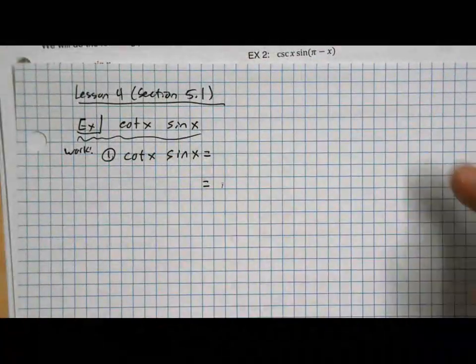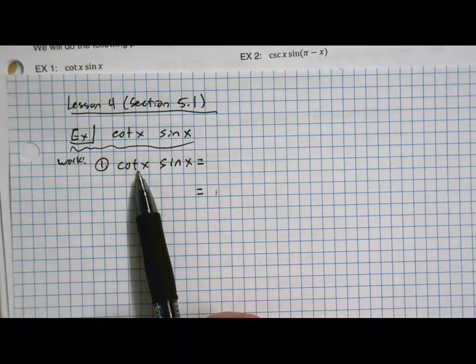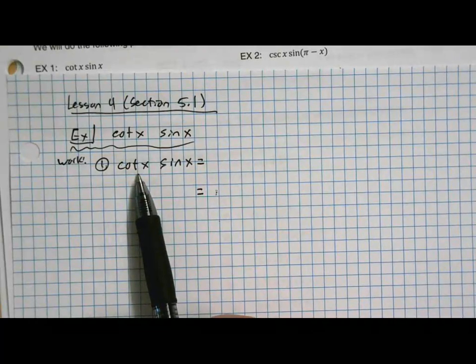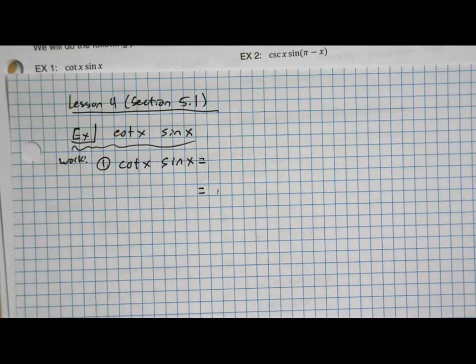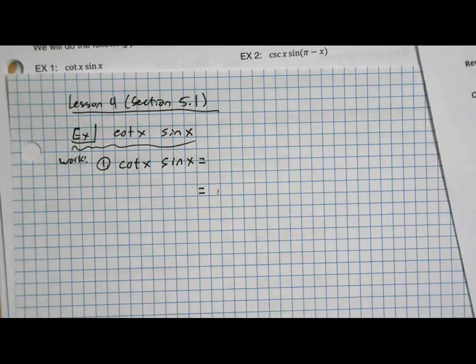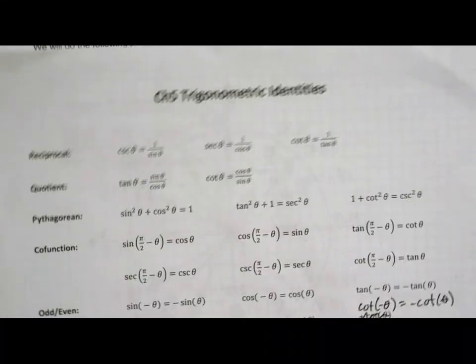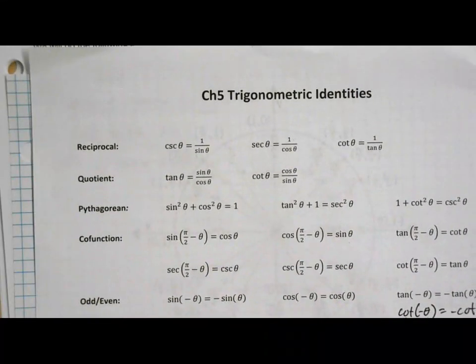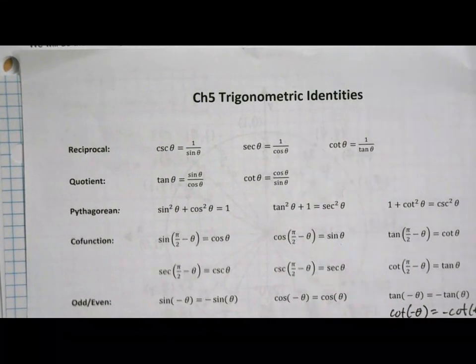So looking at this, if I'm not sure what to do, why don't we turn this into sine and cosine? Cotangent, how can we turn cotangent into sines and cosines? What category of identity should I be looking for on my sheet? If I want to turn cotangent into sines and cosines, I'm looking at quotient identities. The cotangent is equal to cosine over sine. Let's make that change first.